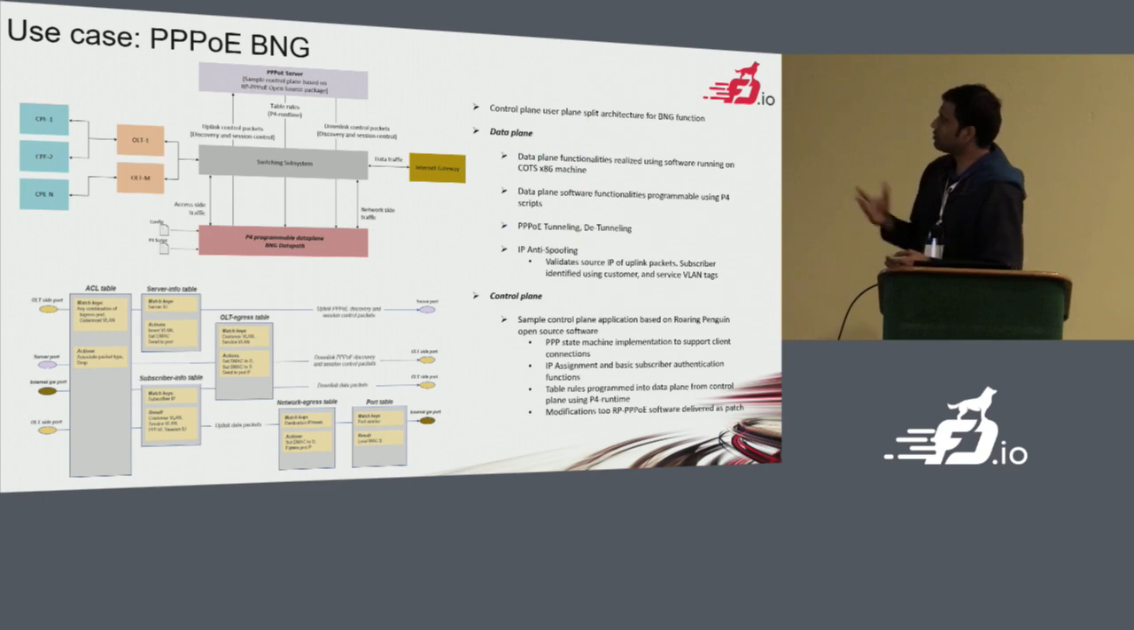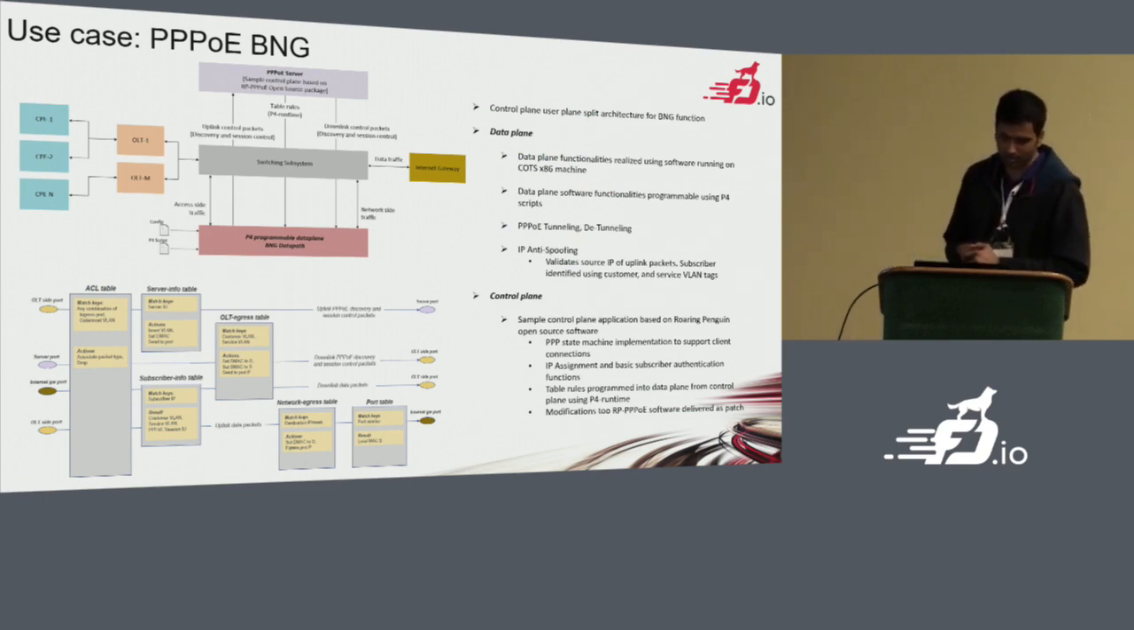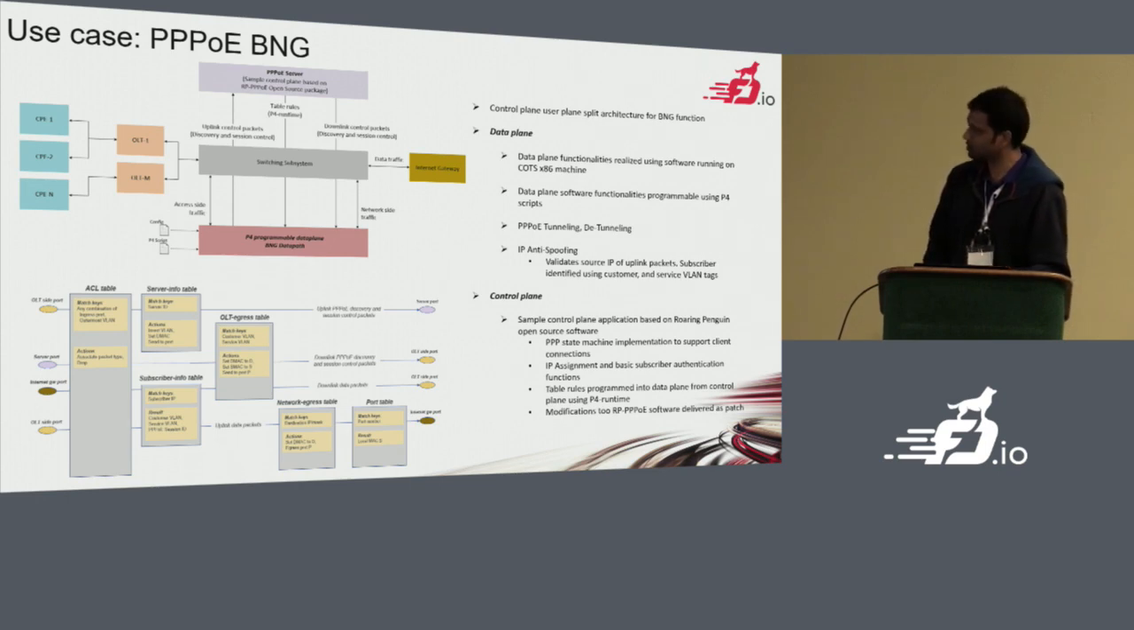So the next few slides give information about some of the use cases that we have achieved using the P4 plugin that we have developed. This one here is a PPPoE BNG use case, which can process PPPoE packets. Each slide is going to show a brief description of the use case and also the table pipeline used to realize the use case.